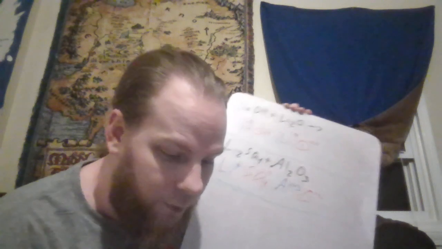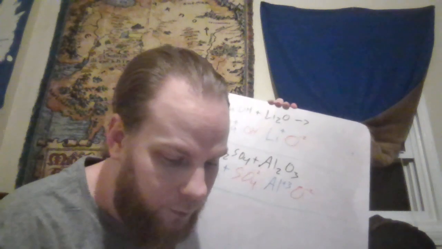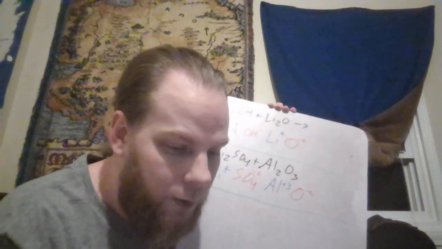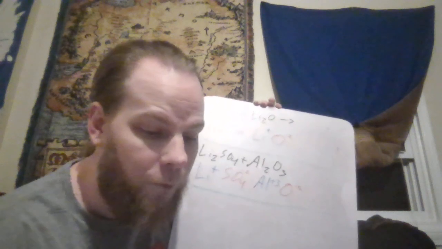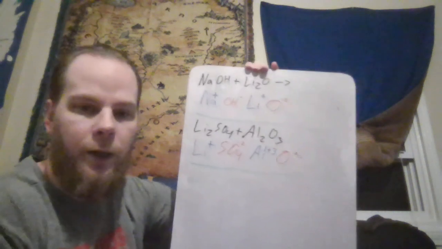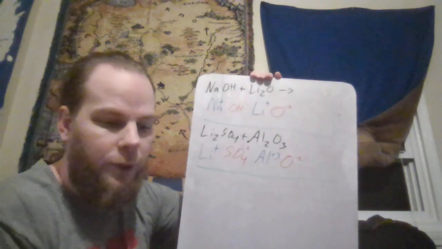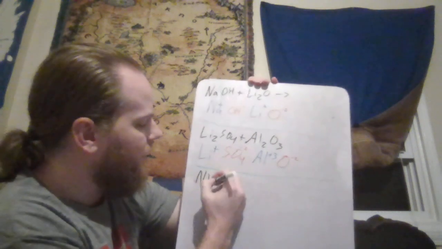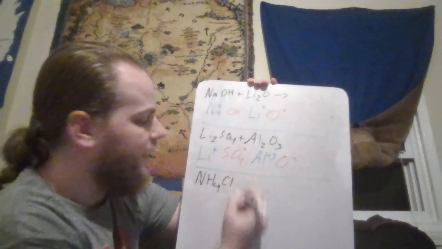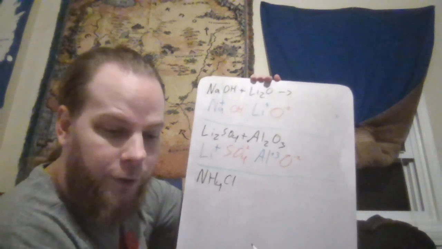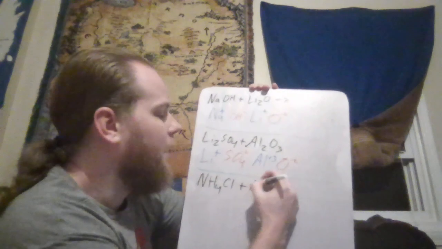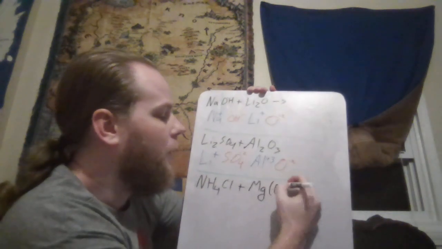Now, let's go down to number 5 next. All right, so on number 5, we have NH4Cl plus Mg(OH)2.